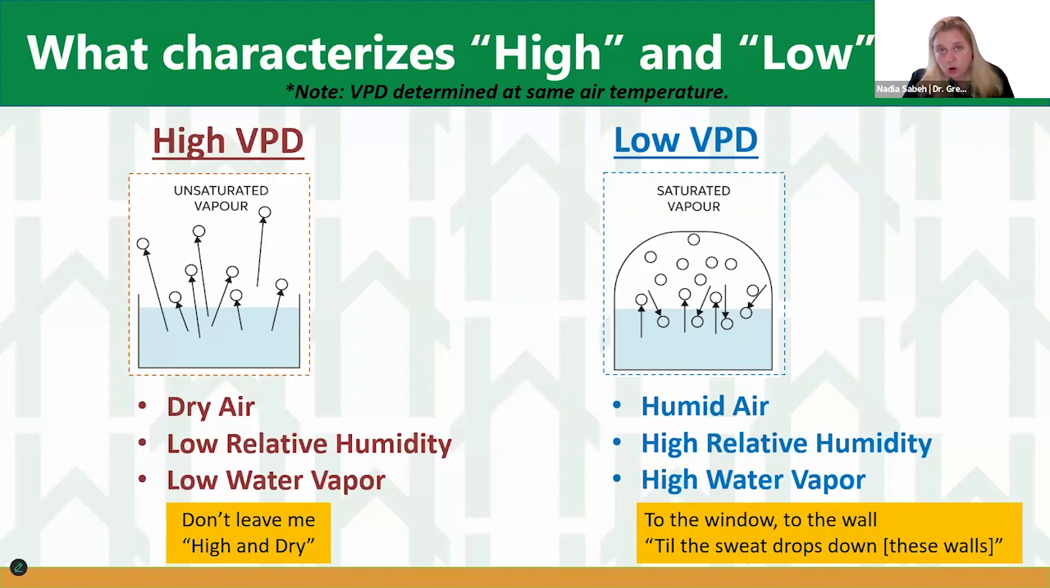Now, if you are at a low vapor pressure deficit, it's the opposite. It's very humid air. We have a high relative humidity and a high water vapor content of the air. Now, I have two mnemonic devices that I use to remind myself of what high versus low VPD is. So, high VPD, I always think of the Radiohead song, High and Dry, right? Don't leave me high and dry. That is high VPD, is a dry environment.